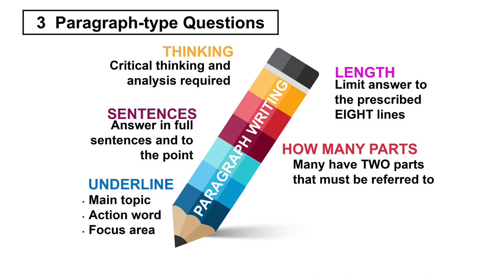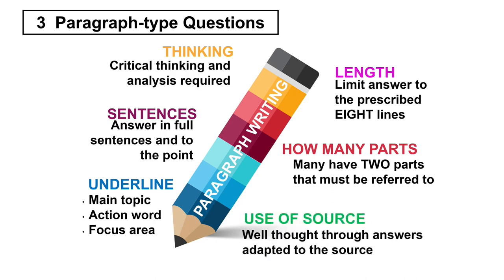Then, when you are answering, those of you that do history have an advantage because you've been taught how to answer essays and paragraph type questions. But for those of you that do not do history, bring a highlighter. Bring color pens and pencils with you into the exam. Highlight the main topic or underline it. Look for the action word. Identify the focus area. What is this about? I'm going to show you how to do that now. And then lastly, use the source that you are given. Well thought through answers are usually adapted from the source that is given to you.